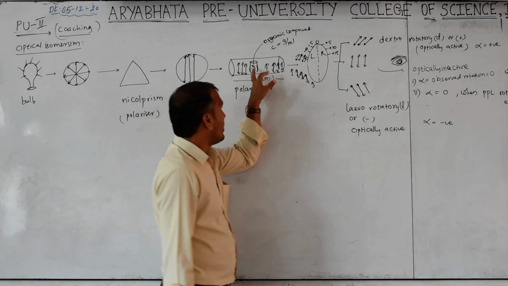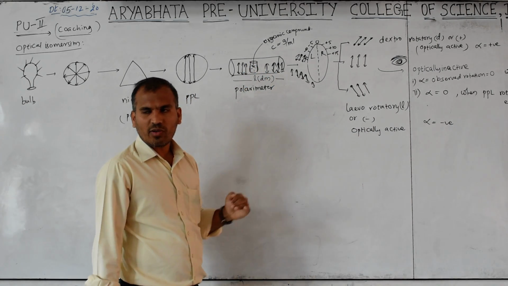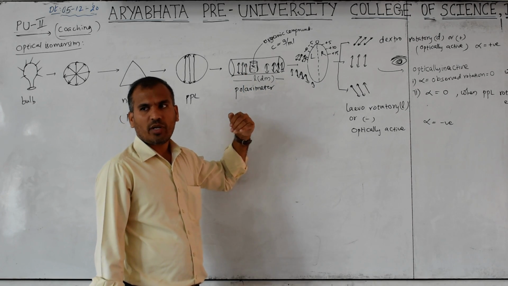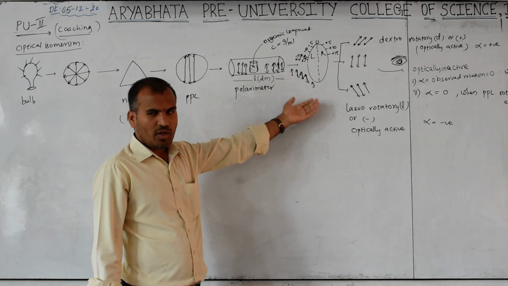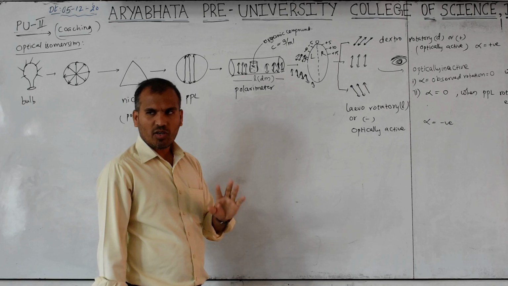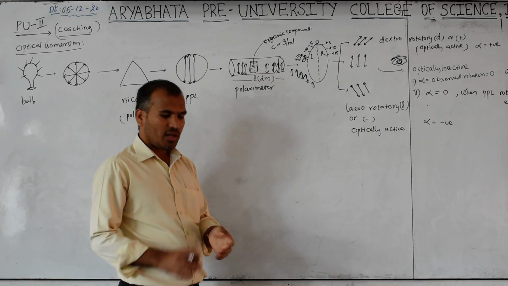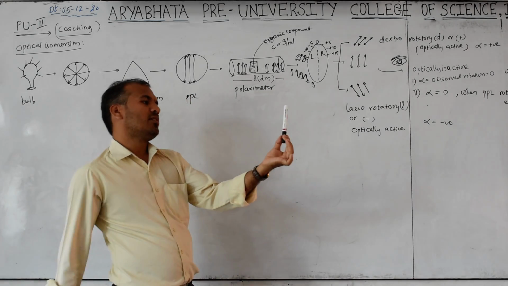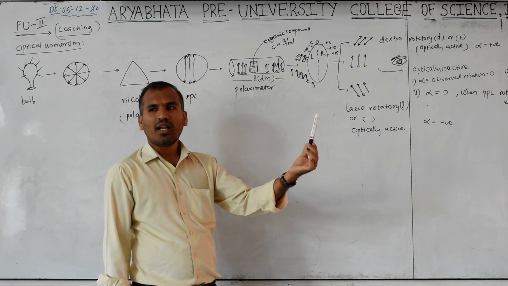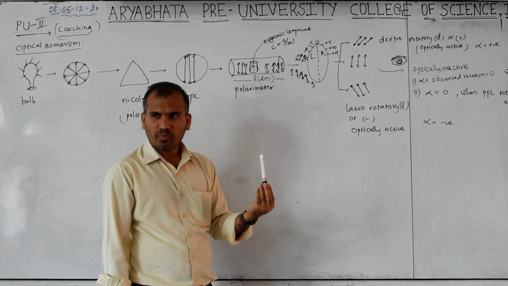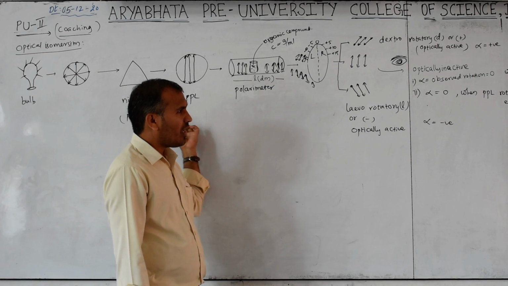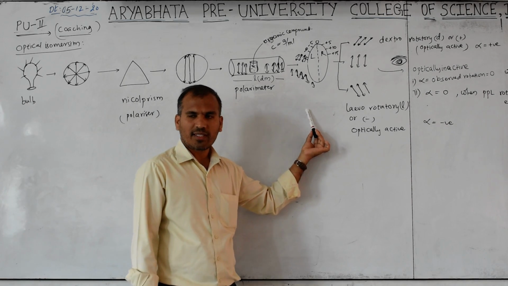Then, based on this, we have to analyze the compound. What is its property to rotate to the right side, or to rotate to the left side? Can we identify this by looking at any compound? By looking at a compound, can we tell whether it rotates to the right or left? We cannot tell. How do we tell this property, right side rotated or left side rotated? With PPL, compulsorily; experimentally we have to decide this.